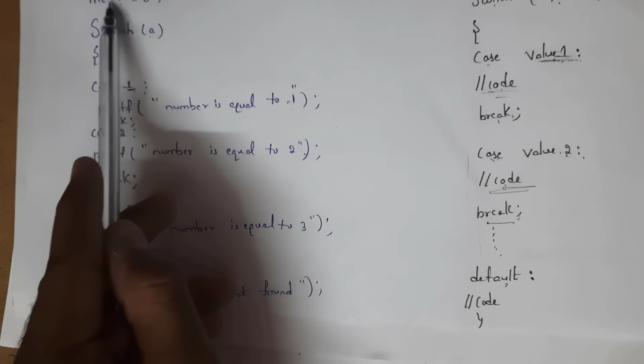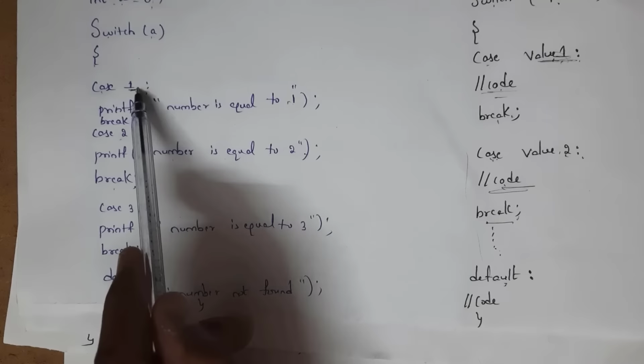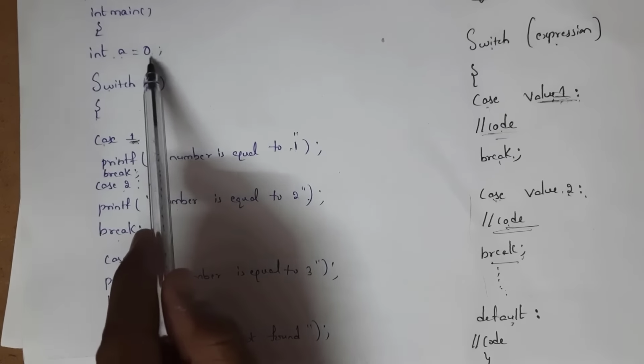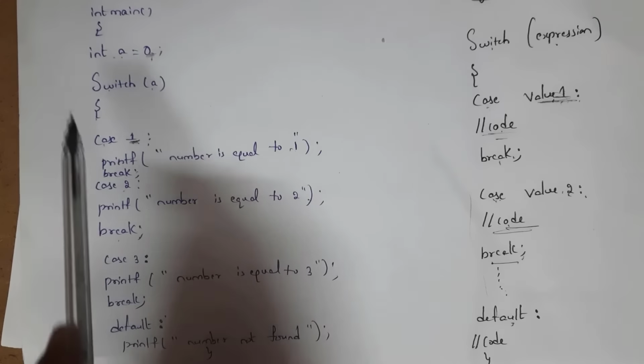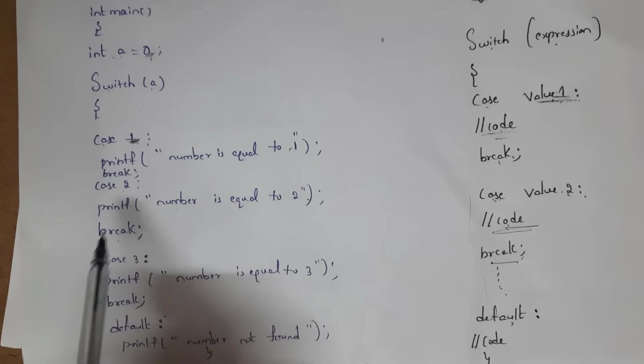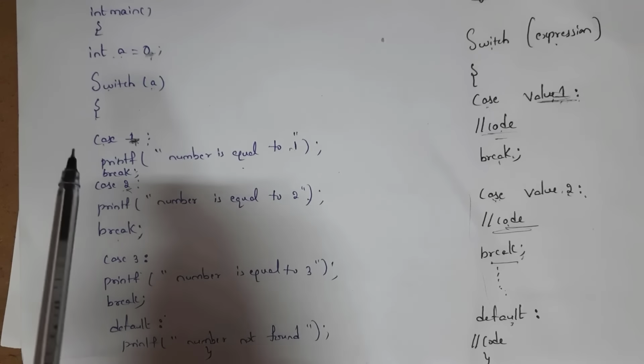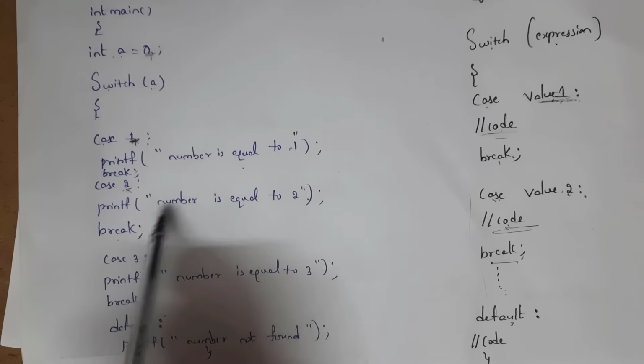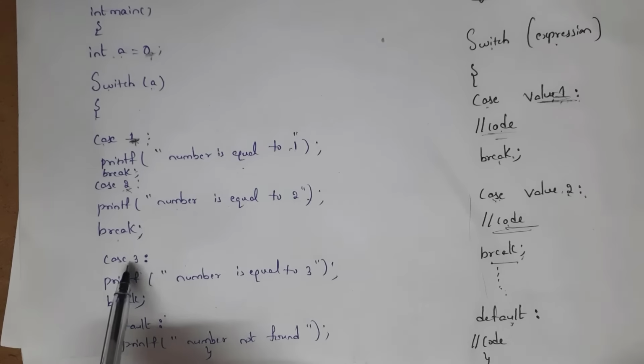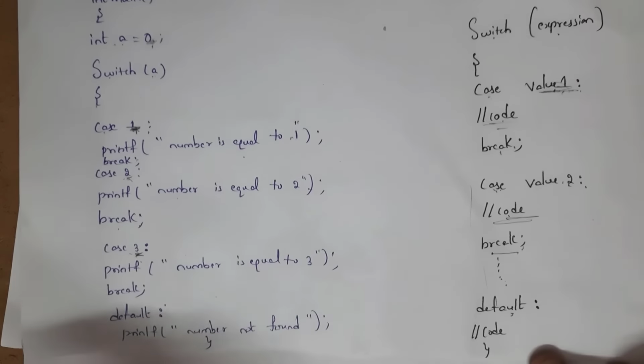Here I given value of a as 0. So it will compare this with this case value. Now we need to compare this value with case value, that is 1, 2 and 3. 0 is not equal to 1. So this will not be executed. Similarly 0 is not equal to 2. This will not be executed. 0 is not equal to 3. It will not be executed.